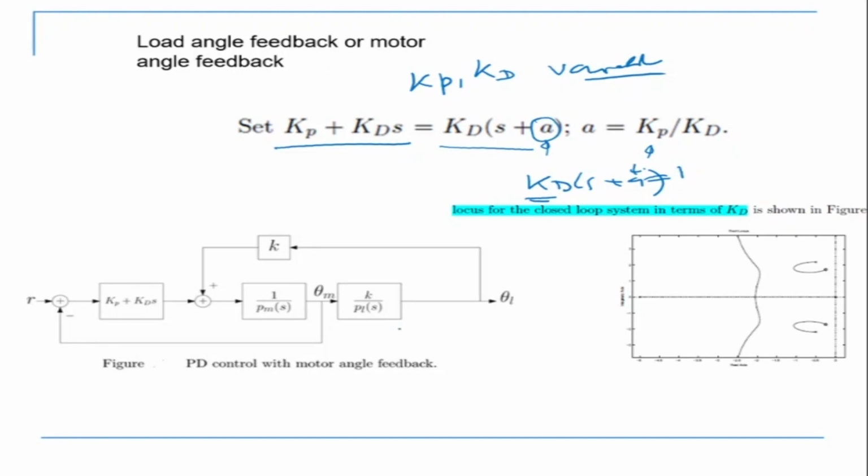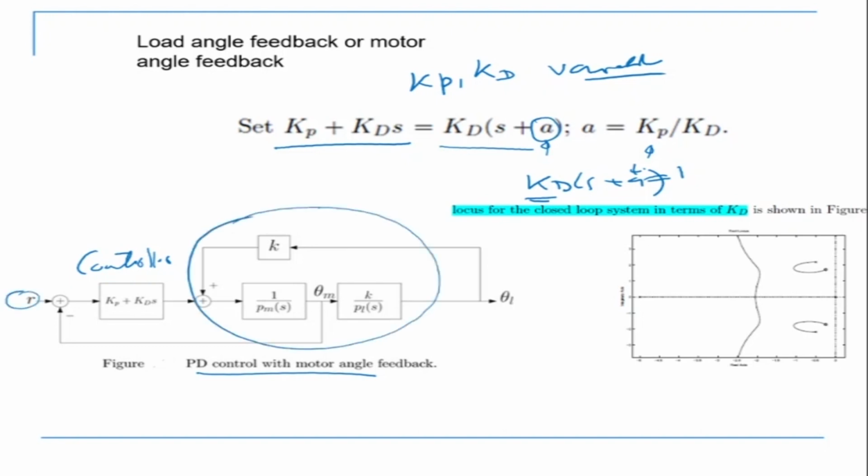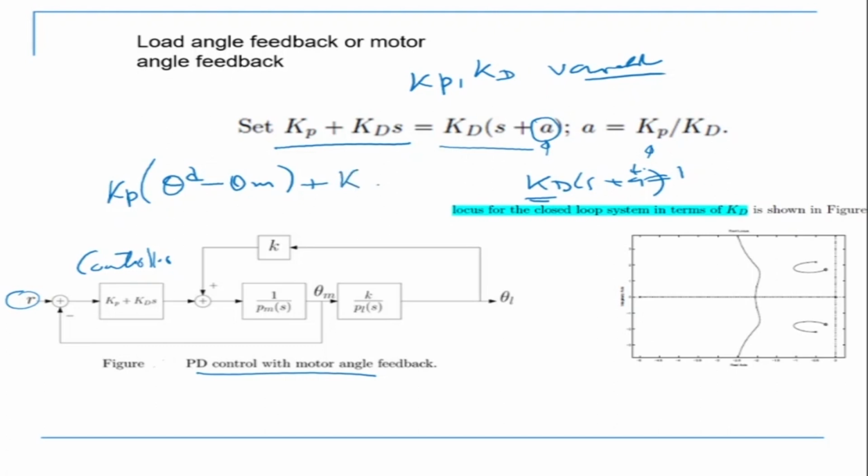So now my block diagram comes out like this, where we have a 1 by JMS, 1 by JLS. This is the earlier part. This is my compensator, this is my controller. My input is coming here to the controller, and then it's controlling the plant. This part is same as before. Now we are having a feedback, right? Because in the Kp and the Kd, it is theta d minus theta m into Kp. This is something we have seen. Plus we have the Kd into S.